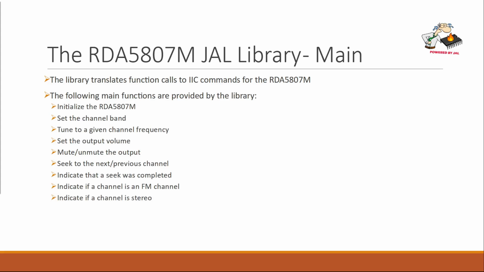So what are the main functions of this library? What it does is translate function calls into I2C commands that the device will understand. These are the main features provided by the library. First, the library will initialize the device. You can set the channel band, which is different for each country. You can tune to a given channel frequency. You can set the output volume, which you can mute or unmute. And you can seek to a next or previous channel. The library also provides functions to indicate that the seek was completed, or that the channel is a real FM channel, or if the channel is stereo or mono.